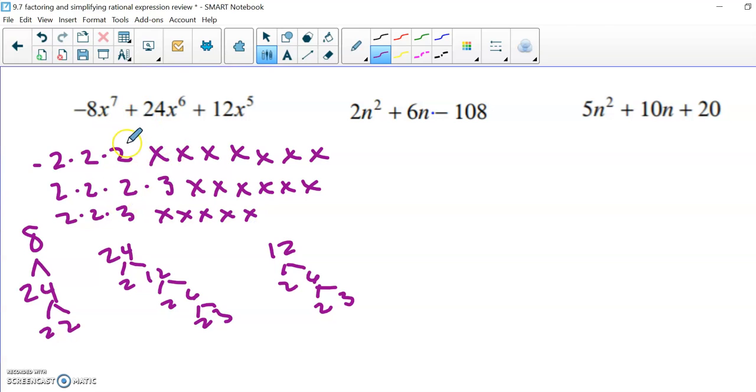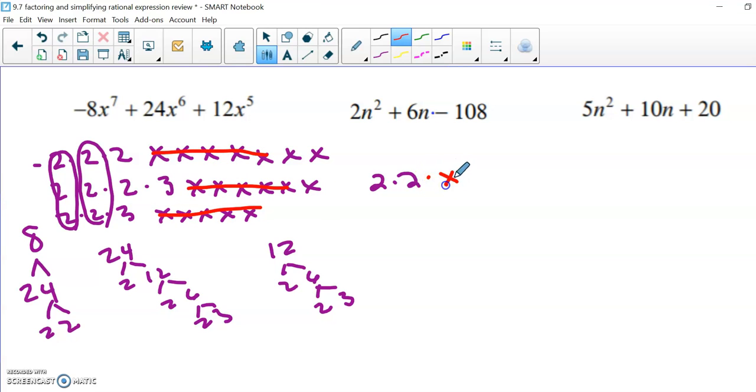All right, so for the greatest common factor, we're listing things they have in common. It looks like they all have a 2. It looks like they all have a second 2, so we're allowed to use that. These two have a 3, these two have a 2, so we can't use that. And it looks like they all have at least 5 x's. So we're going to take 5 x's out. 1, 2, 3, 4, 5. So our GCF is going to be 2 times 2 times x to the 5th, or 4x to the 5th.